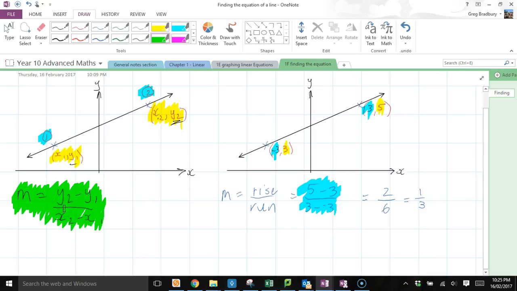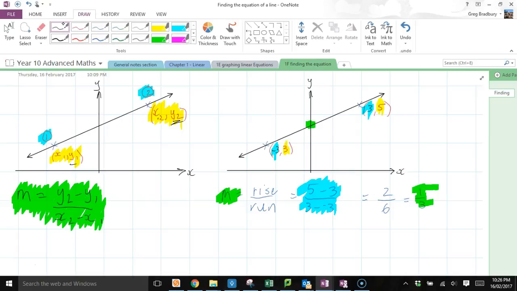Now, I wanted to go back to this one here. Okay, so back to here, we've got our gradient. Now, you could probably look at that graph and say what the y-intercept is, but I'm going to work it out. I'm going to show you how to work it out because they're not all this easy. In fact, most of them are not this easy.